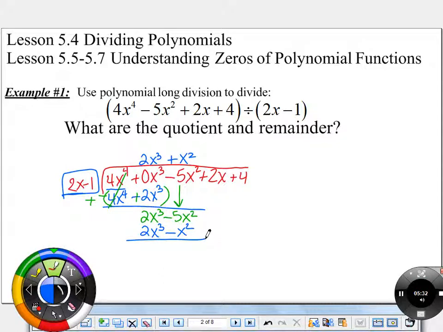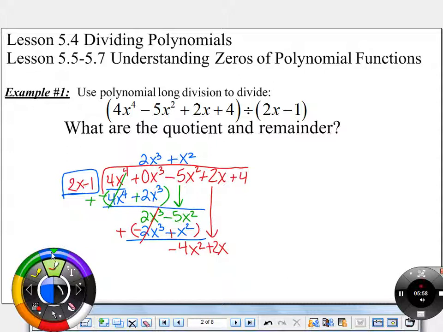Okay? And again, I'm subtracting all of this, which really means I'm adding the opposite of each term. So those first terms cancel out, which is what I wanted. And then I'm left with negative 4x squared. And then I'll drop down the next term, which is 2x. What do I want to be the next term of my quotient? My answer to my division problem.